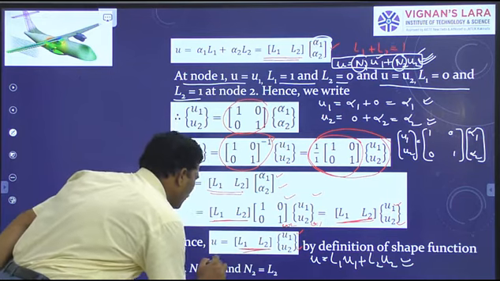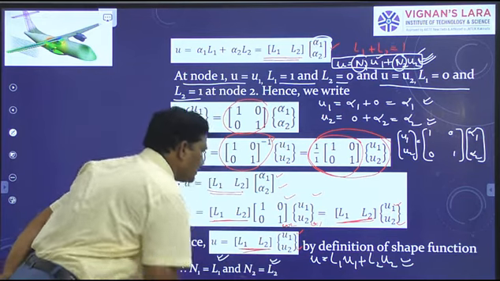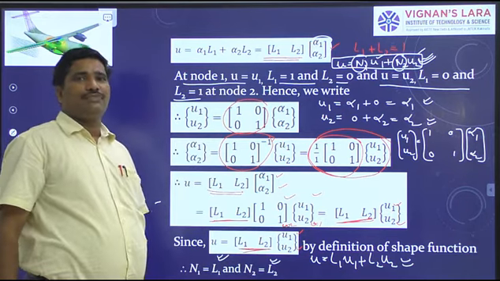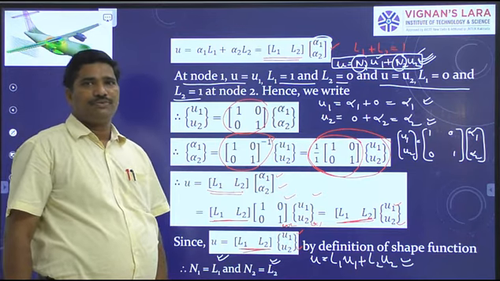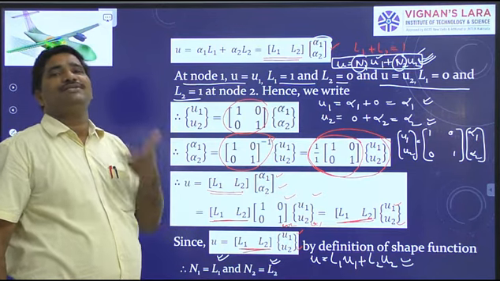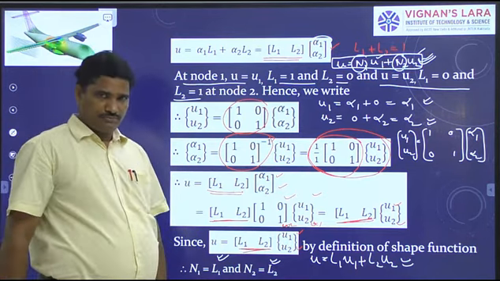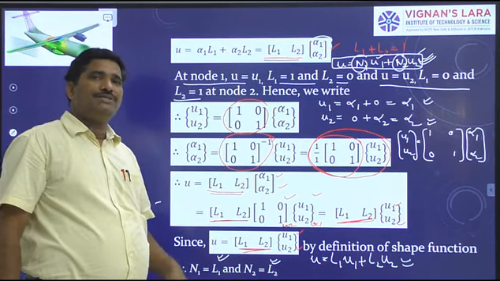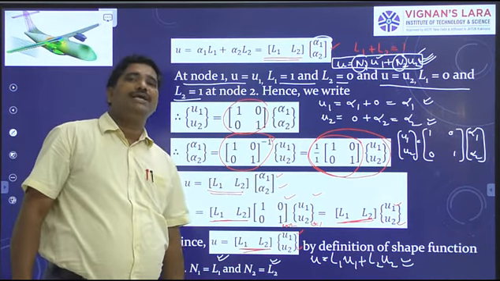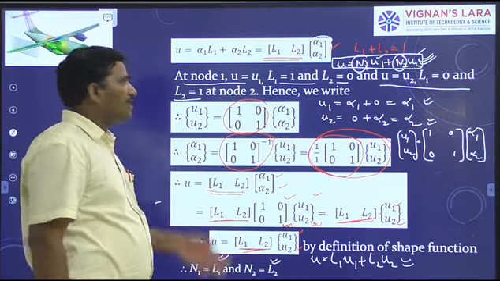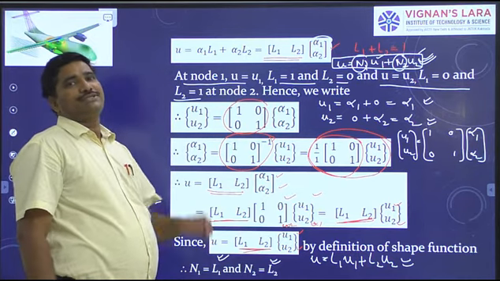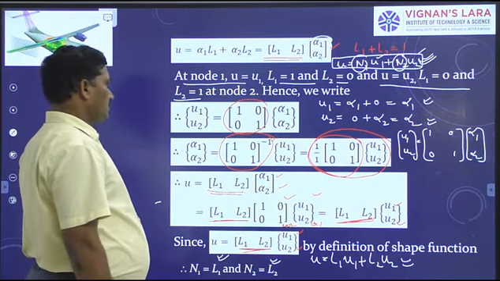What do you understand from this? We can understand that the natural coordinates L1 and L2 will appear as the shape functions. That is what we can understand from this discussion.